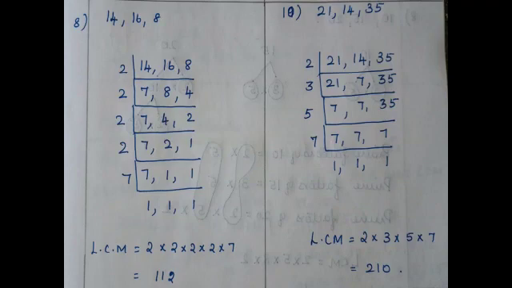Next you will divide the numbers by 3. So 7 3s are 21. Write the number 7 as it is and 35 also as it is. Next you will divide the numbers by 5. So copy the number 7 and 7 as it is and you divide 35 by 5. You will get 7 as the quotient right below 35. Then again you will divide these numbers by the common prime factor 7. So the LCM will be 2 into 3 into 5 into 7, which is nothing but 210.